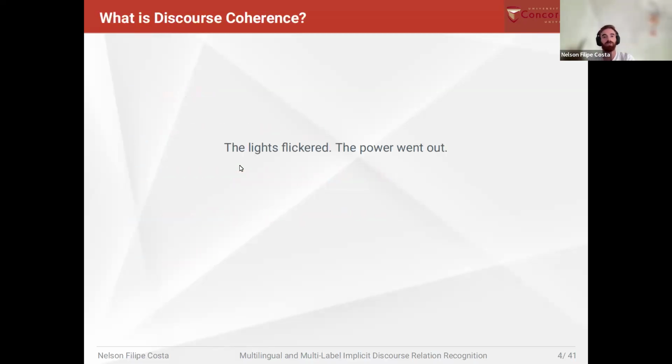What is Discourse? Discourse is this linguistic glue that holds text coherent. So when we are reading a text, ideas don't appear in isolation. They are usually connected to each other. And Discourse is the field of NLP that studies how these ideas are connected. If you look at this example here, we have two sentences, two ideas. The lights flickered, the power went out, and we understand that there's an implicit relation between them. They don't appear in isolation.